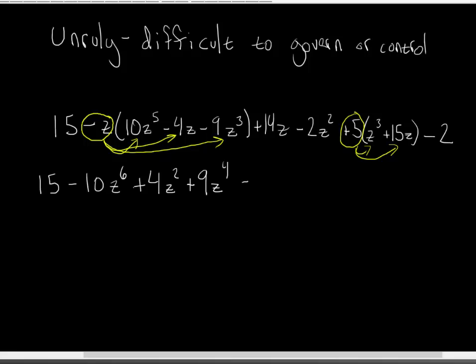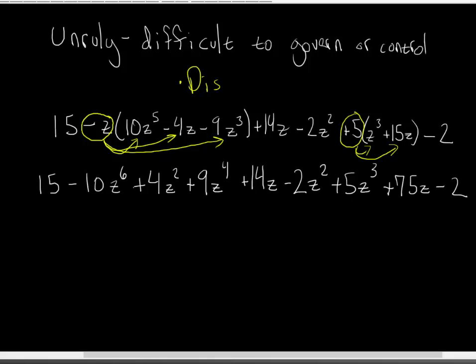The 9 doesn't change. Z times z cubed is z to the 4th power. Plus 14z, done nothing with. Minus 2z squared, I've done nothing with, so it comes straight down. Now, 5 times z cubed, it's positive 5, so that becomes positive 5z cubed. 5 times 15, 75, so that becomes plus 75z. Didn't do anything with the minus 2, so that comes straight down. Distribute, step 1. Watch the negative.